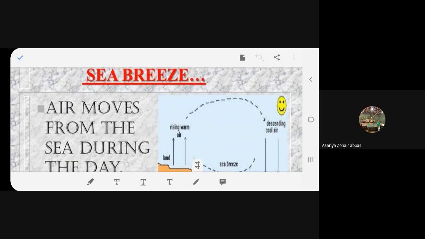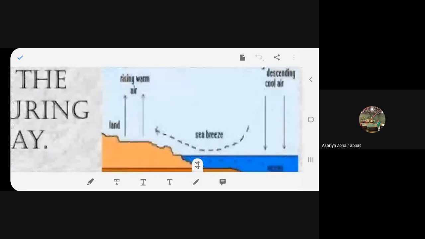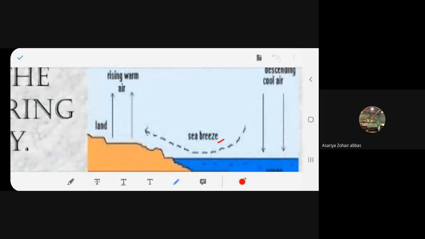Air moves from the sea during the day. This is what we have learned. So from where the air is coming, beta? Sea. So what is it? Sea breeze, right, beta? In the daytime, what breeze we get? Say with me. Sea breeze.